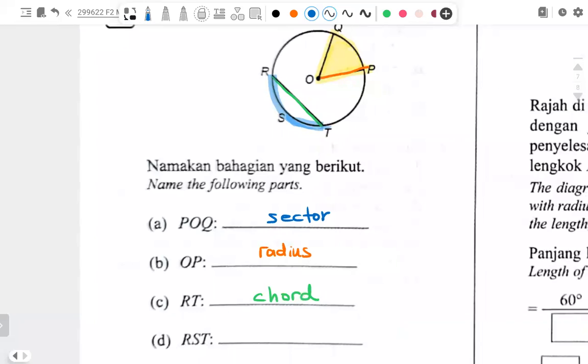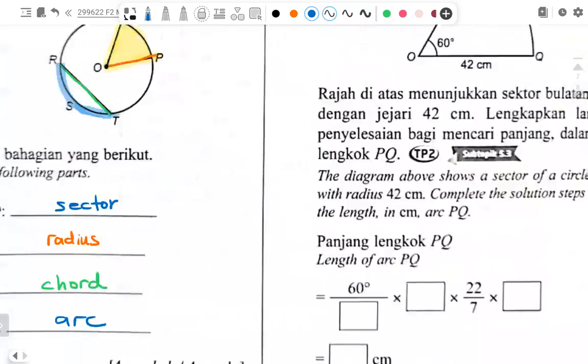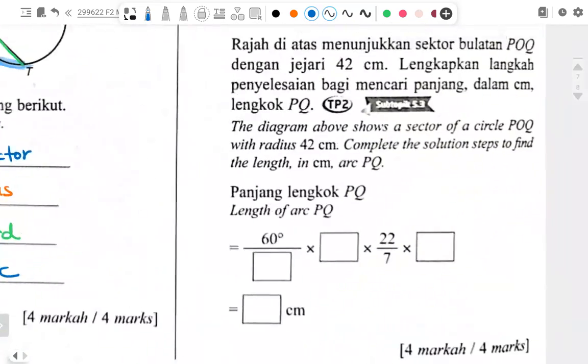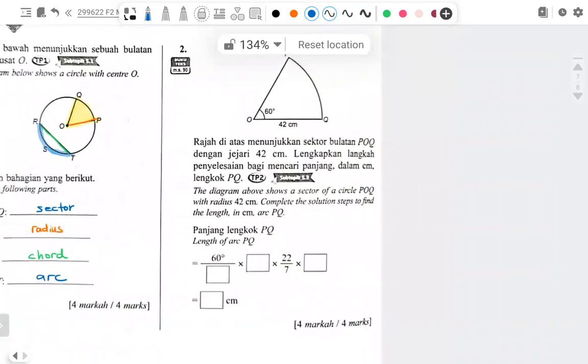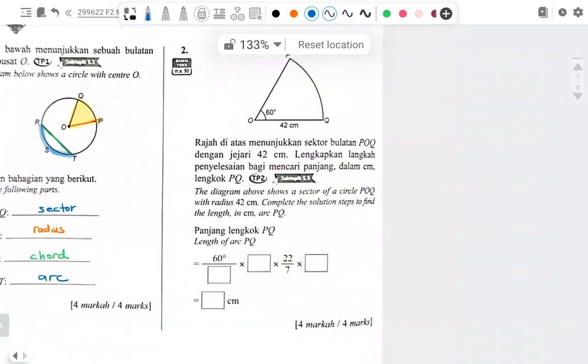Okay, arc. Yeah, ARC, correct. Arc means part of the circumference. Okay, let's go harder. This one, we have a slice of here. Which chapter is your school on now? It's chapter 6.